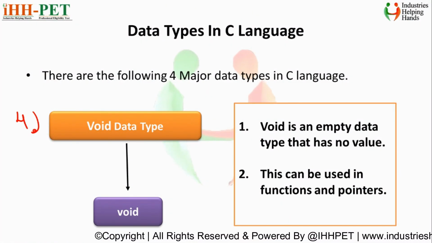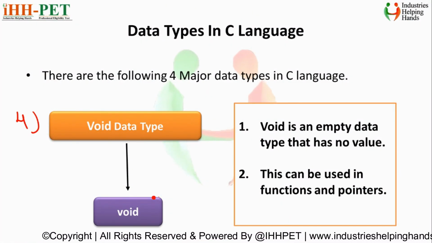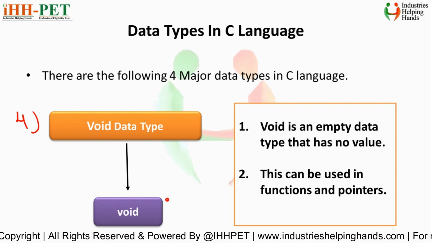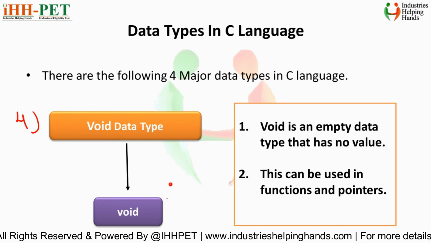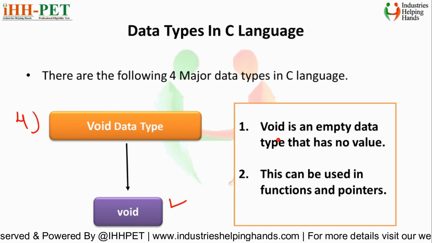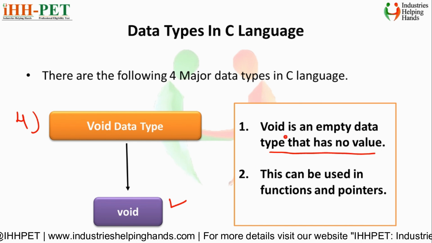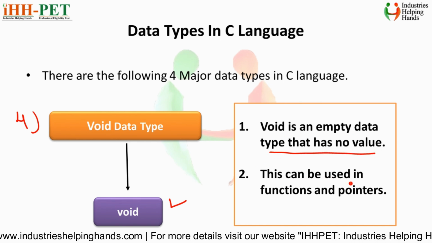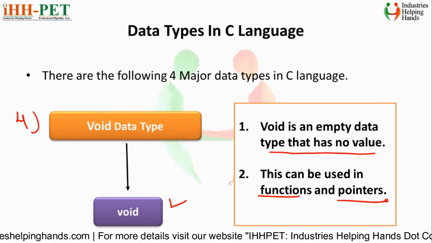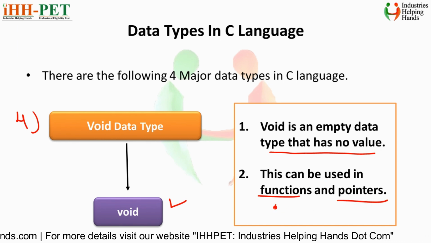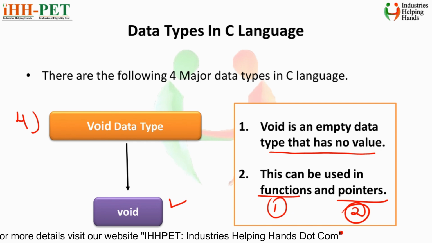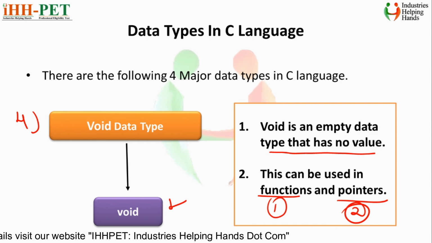Our fourth category of data type is the void data type. It is denoted with the help of void. You can see here void is an empty data type that has no value. So we do not use it for variables, and it can be used in functions and pointers. In functions and in pointers we use this void data type.